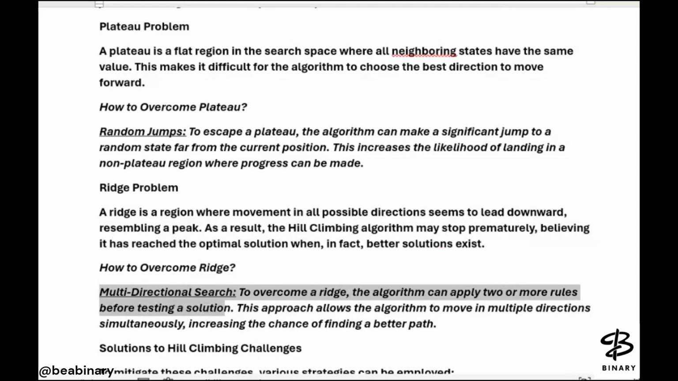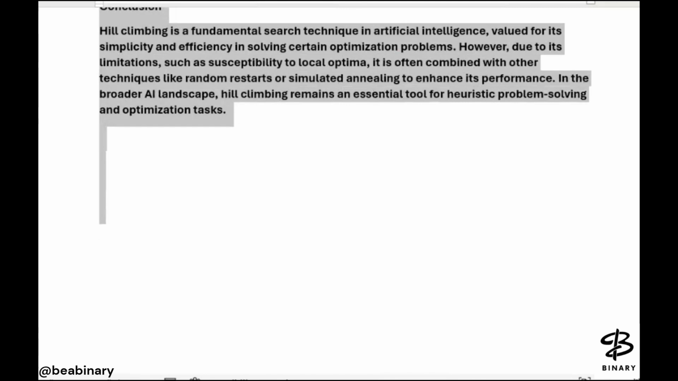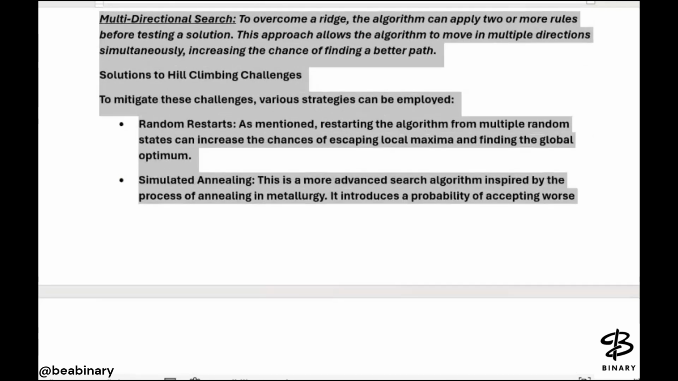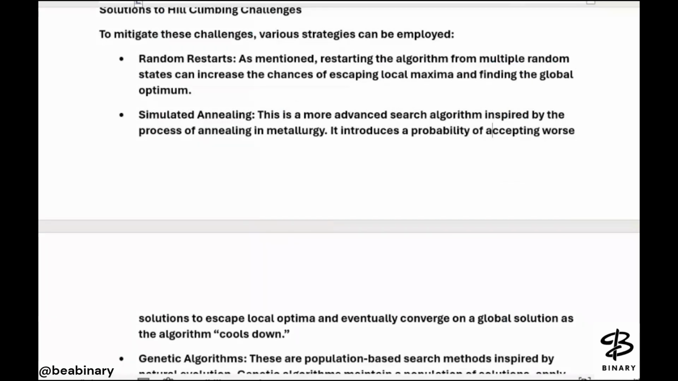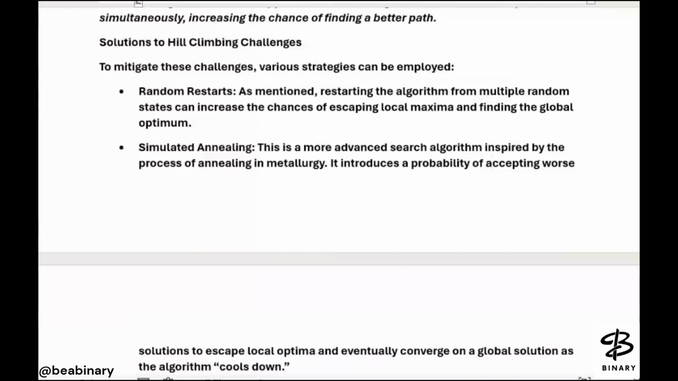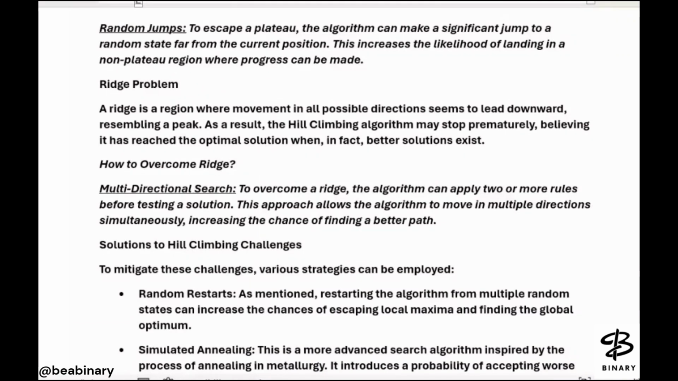By the multi-directional search. To overcome a ridge, the algorithm can move in multiple directions. How? The algorithm can apply two or more rules before testing the solution, right? It can move to further directions. This approach allows the algorithm to move in multiple directions simultaneously, increasing the chance of finding a better path, right? When it is having only the downward situation.